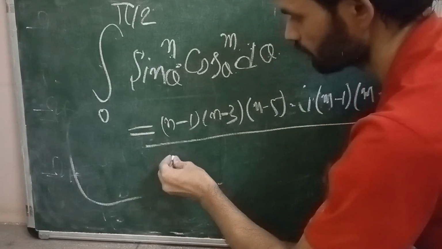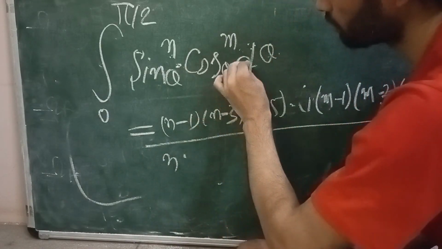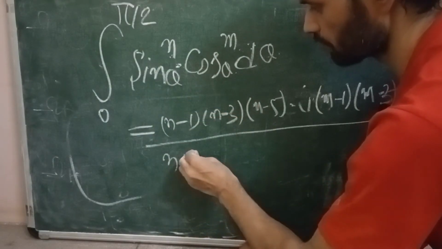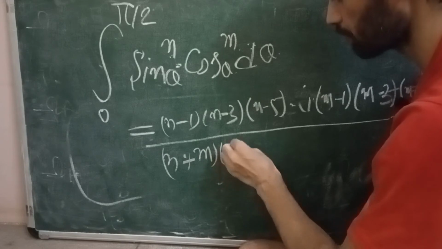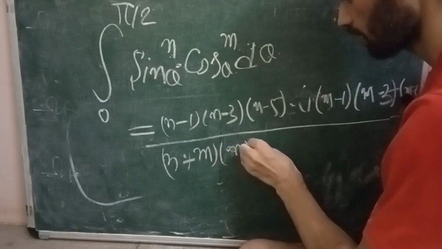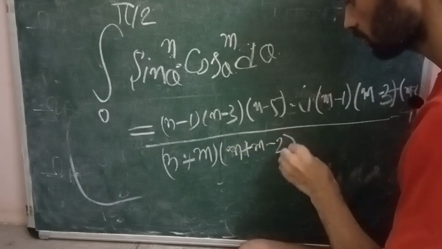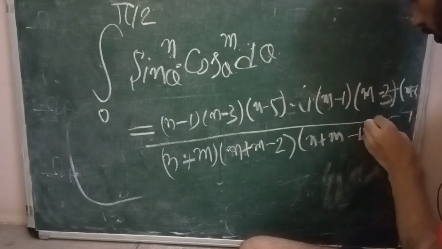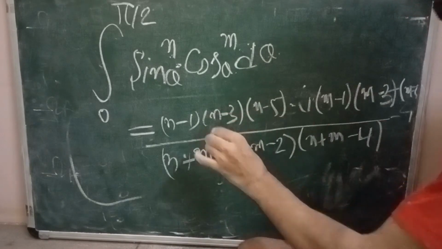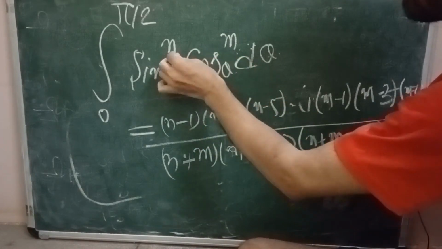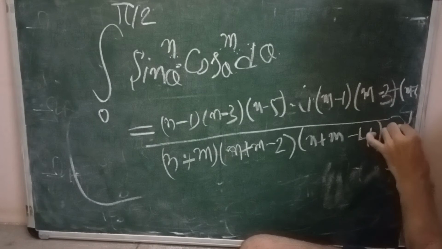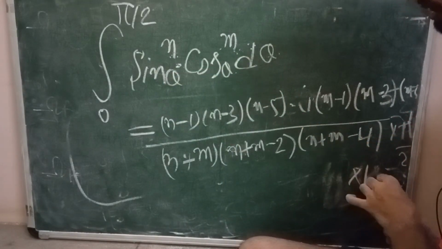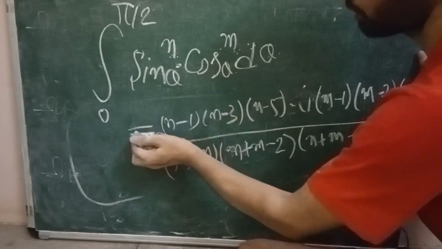divided by n plus m, if it is a product in sine and cos form, so n plus m, n plus m minus 2, n plus m minus 4, n plus m minus 6, and so on. If both values are even, then you multiply by pi by 2. If both are not even, then just multiply with 1. So this is for the sine and cos combination.